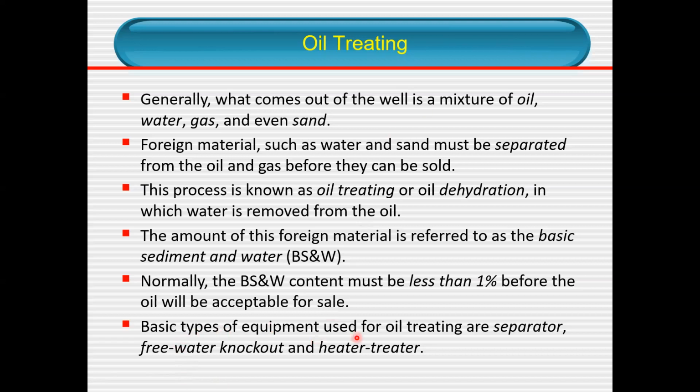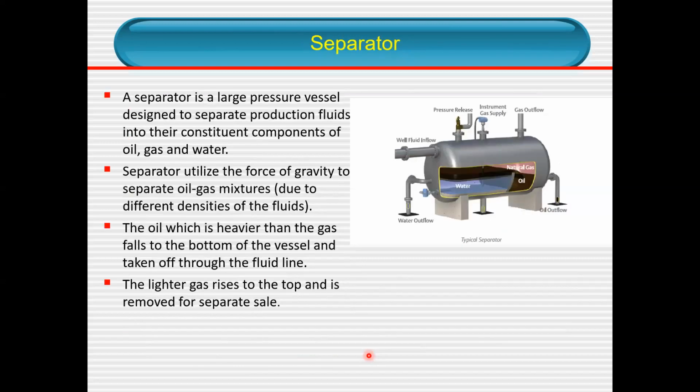Basic types of equipment used for oil treatment are the separator, the free water knockout, and the heater treater. Okay, these are the main three. Separator: you already know it's when the crude oil which comes together with water goes to the surface and into this separator here. Water must be separated. It is taken down here, and oil here, and gas here.